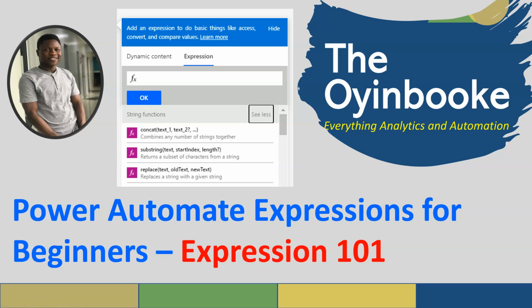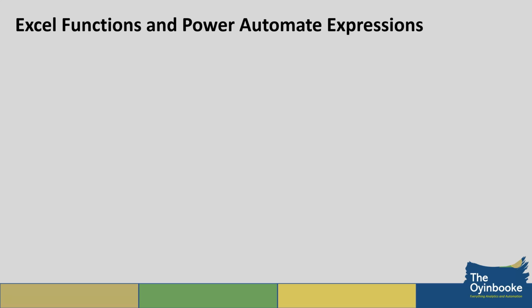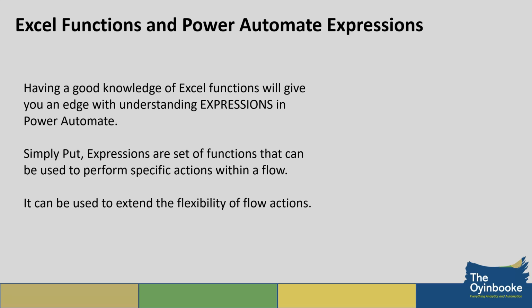In this video, I'm going to take you on Expression 101, Power Automate Expressions for Beginners. If you know how to write basic Excel formulas, then you have one way or the other started writing functions. And that will give you a leverage because you know how it works in Excel. Even if the tasks are not the same in Power Automate, you can always reason that Excel can do this kind of conversion. I should be able to look for the equivalence of that function in Power Automate.